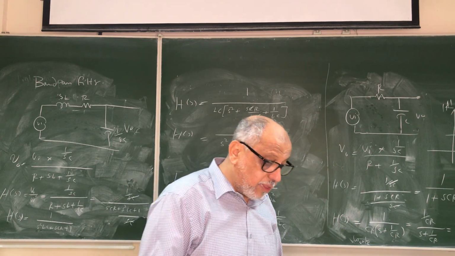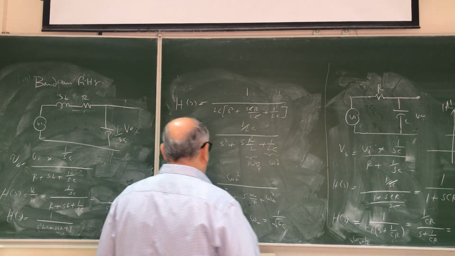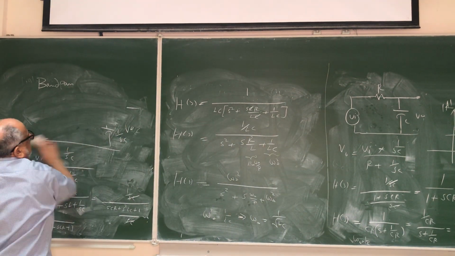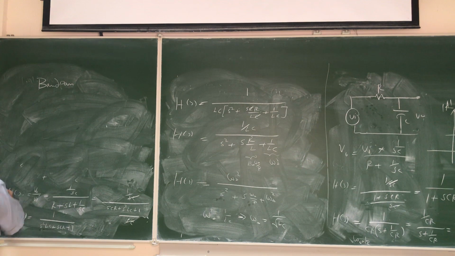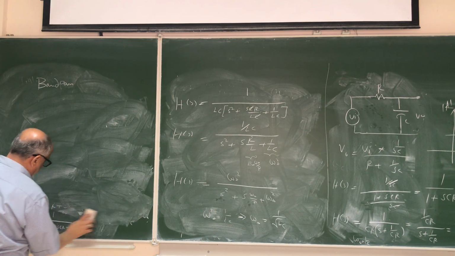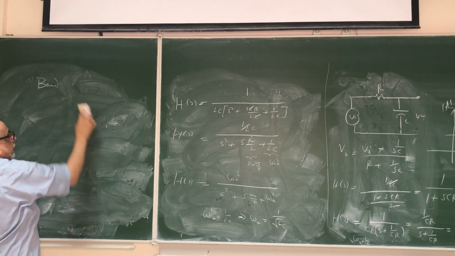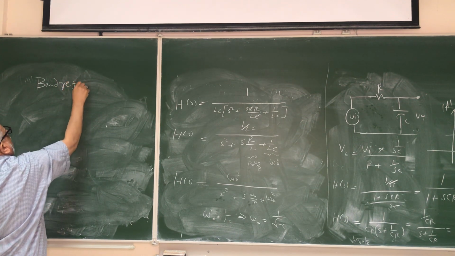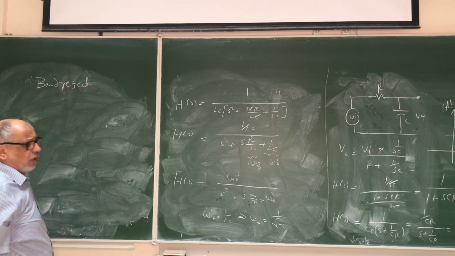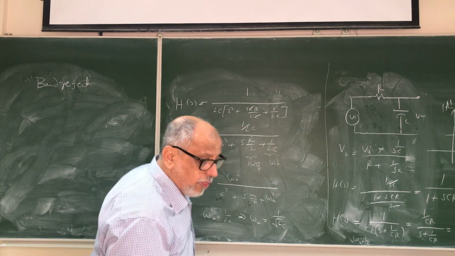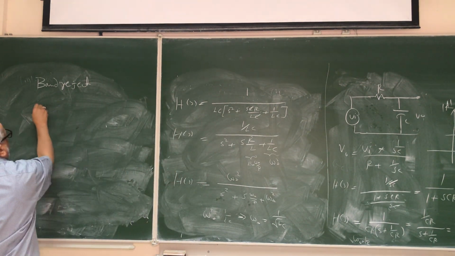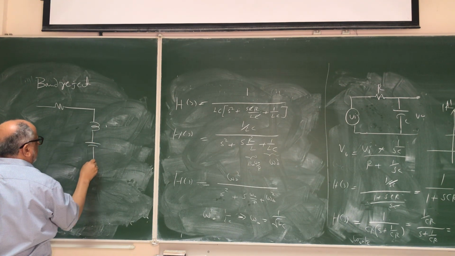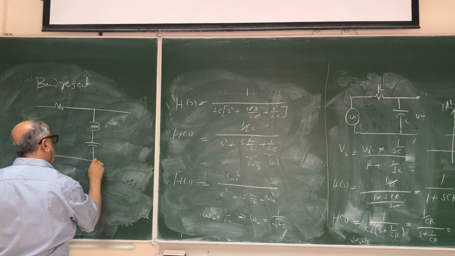And we are left with the band reject filter, also called band stop or band reject. In this one, we will have the capacitor and inductor in series. So we have the inductor and capacitor in series, and we can have two versions of this.